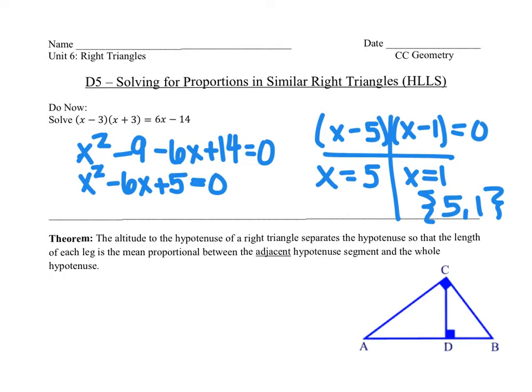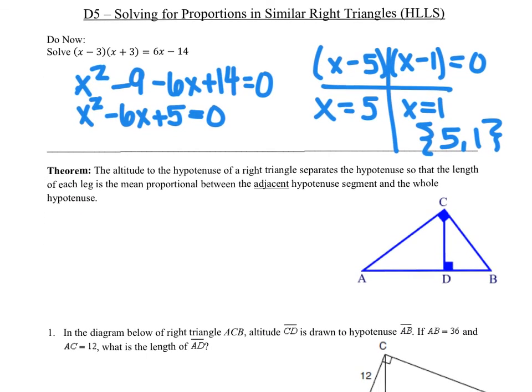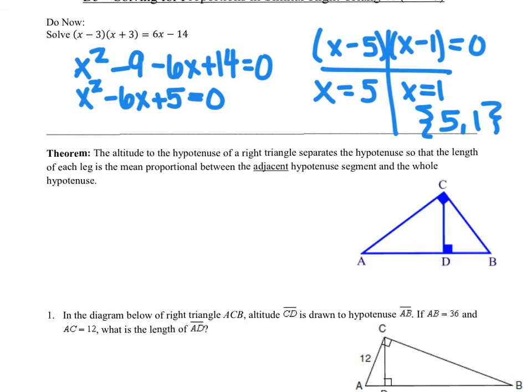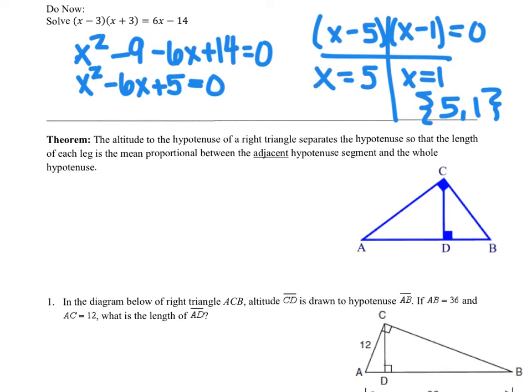Okay, so for the do now, you should have that x equals 5 and x equals 1. So moving down to the theorem, we're going to keep talking about proportions in similar right triangles. The theorem for today is the altitude to the hypotenuse of a right triangle separates the hypotenuse so that the length of each leg is the mean proportional between the adjacent hypotenuse segment and the whole hypotenuse.